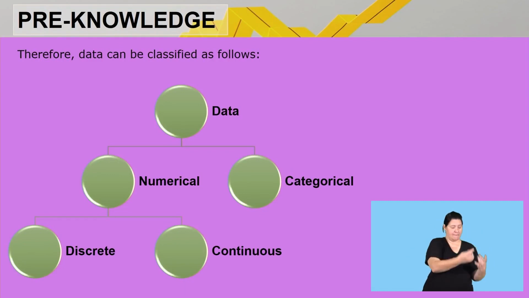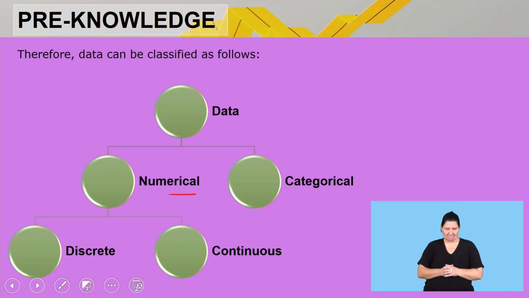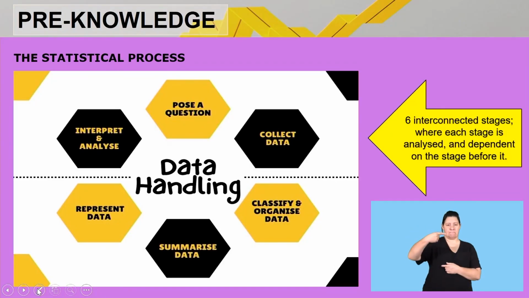Then we have numerical data and categorical data. Then we continue by further subdividing our numerical data into discrete or continuous data. All right, so I hope that makes sense. Then also important is the statistical process. Now, I indicated in the arrow on your right-hand side that this is 6 interconnected stages, where each stage is analyzed, and also important is that each stage is dependent on the one before it.